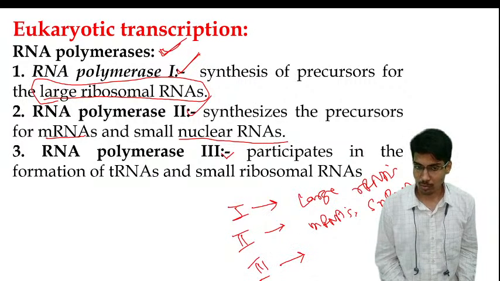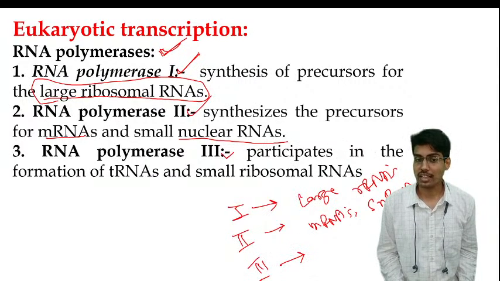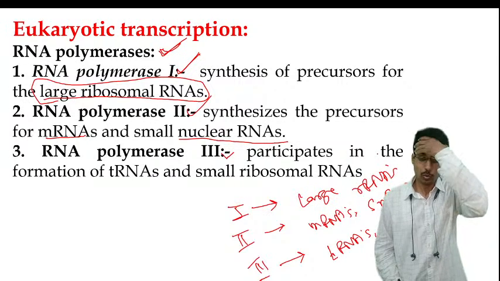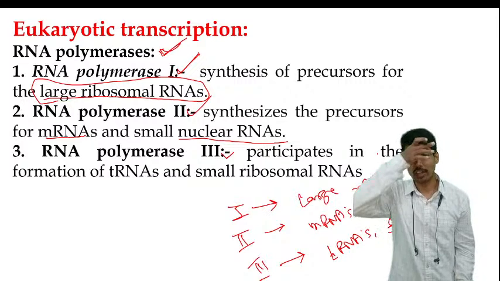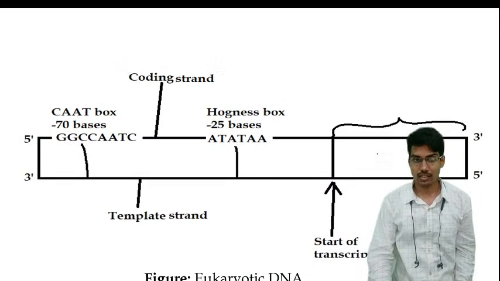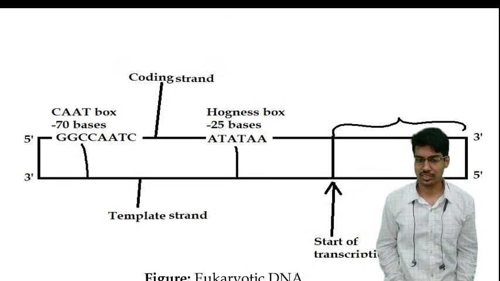The third type of RNA polymerase will do what? It will participate in the formation of tRNAs and small rRNAs. Okay, so these are the different types of polymerase you will have to enlist in the case of eukaryotic transcription. Now this is the diagram of eukaryotic DNA.